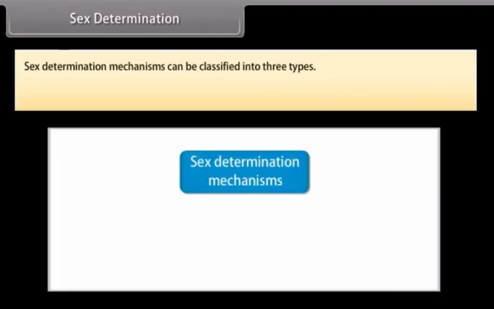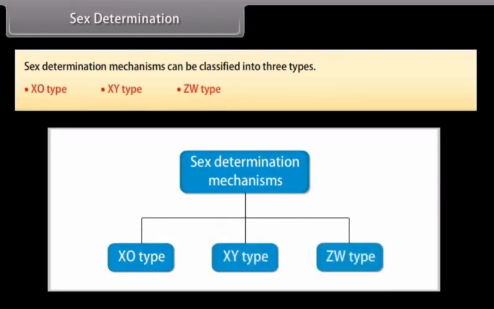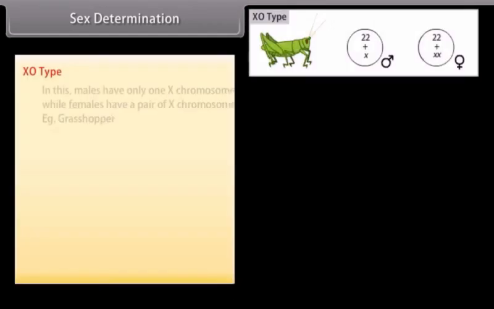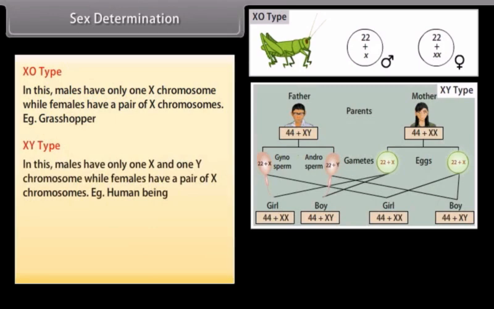Sex determination mechanisms can be classified into three types: XO type, XY type, ZW type. XO type: in this, males have only one X chromosome, while females have a pair of X chromosomes. Example, grasshopper. XY type: in this, males have one X and one Y chromosome, while females have a pair of X chromosomes. Example, human being.